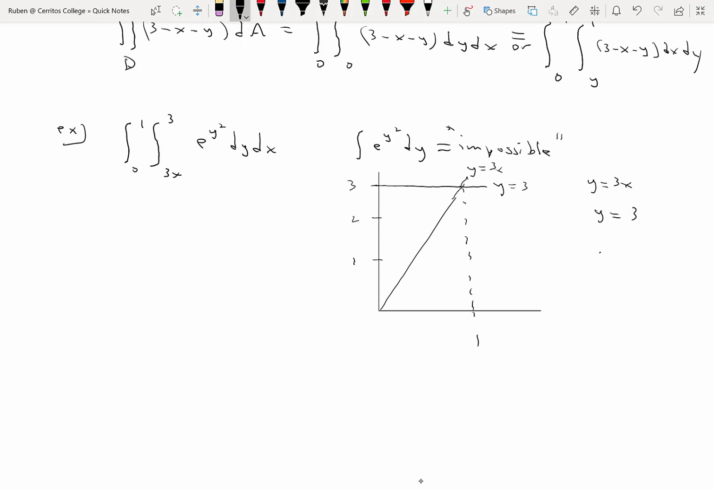1, 2, 3. And this is not going to be to a really good scale here. So here's x equals 1. Okay, and then x varies between 0 and 1. So we're integrating over the interior of this triangle that we have pictured here.